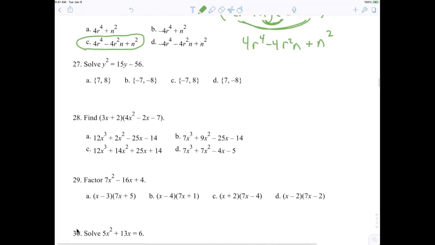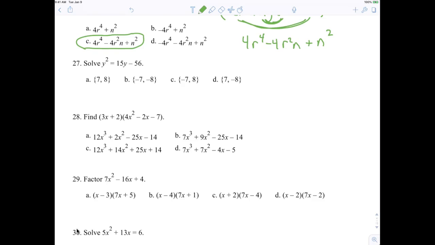Okay, so now number 27, there's an equal sign, and it's a quadratic. So quadratics have to be set equal to what? 0. So we have y squared minus 15y plus 56 equals 0. Now when we factor it, we end up with what? Y times y, factors of 56 that are 15. Minus 8 minus 7. So y equals 8, y equals 7. Correct answer is what? A.